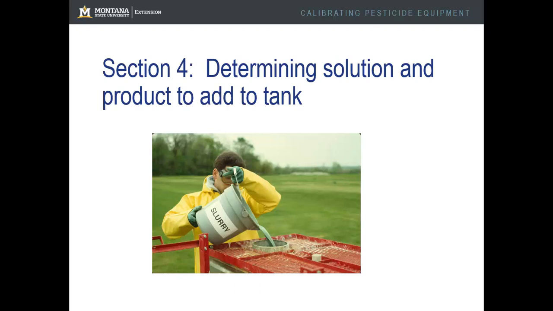In Section 4, we will describe how to determine the proper amount of solution and product to add to your spray tank. Previous sections focused on determining the total product, or total output, or gallons per acre of your spray equipment. It is easy to determine solution and product to add to a tank once the GPA is known.